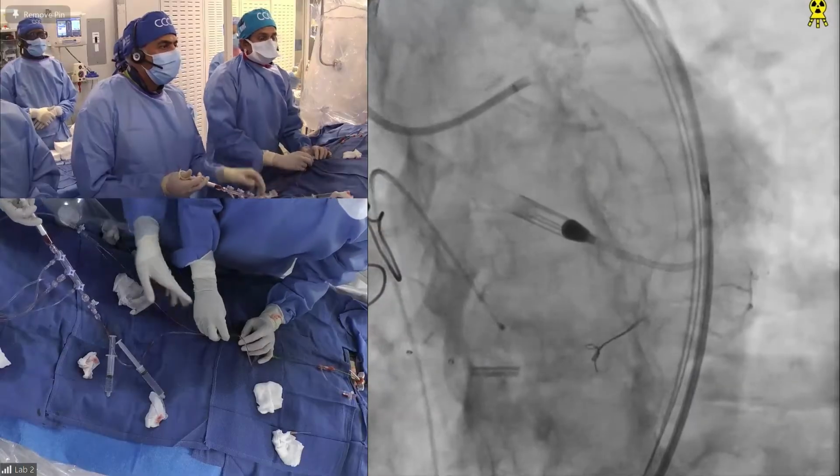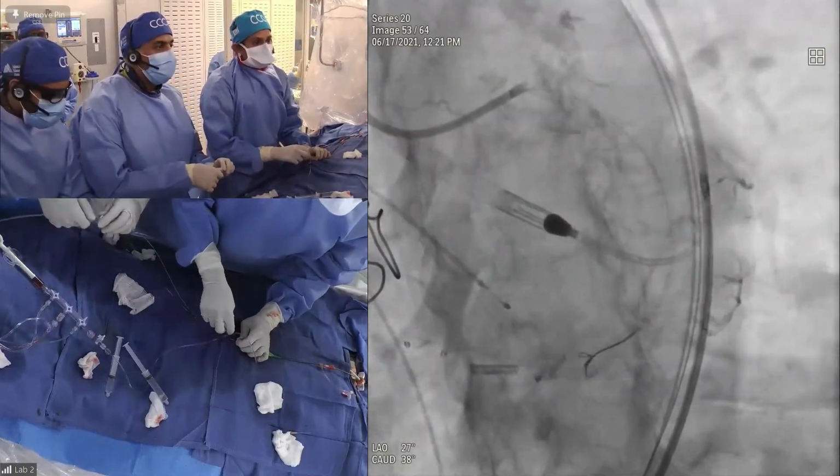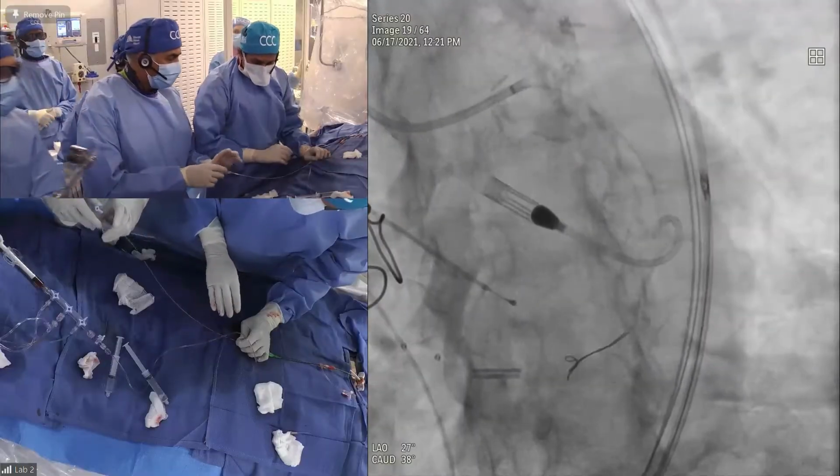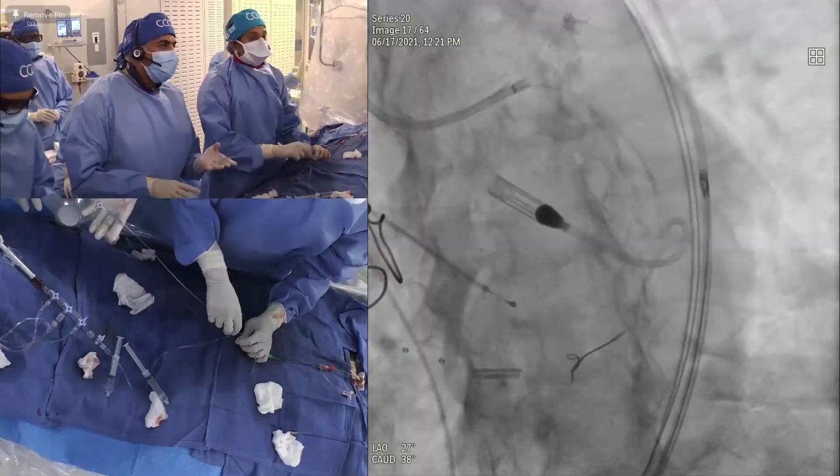Excellent. Yeah, this is a much larger dissection now. So you'll need to put a long stent there. Yeah, you'll need to put a stent now. Okay, good. Now we are going to cover the OM.